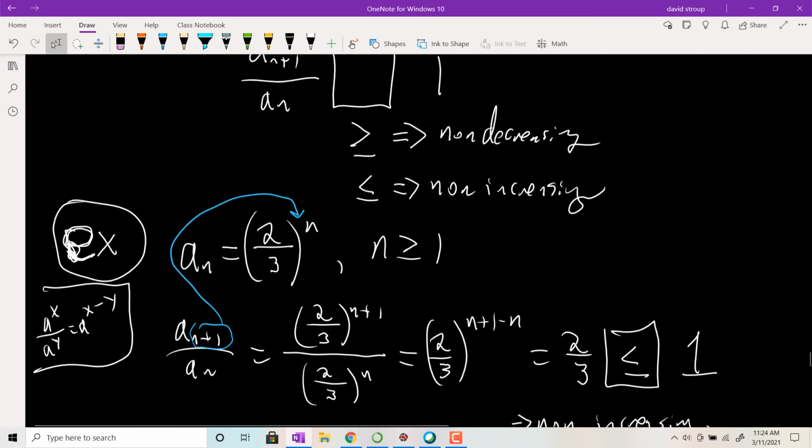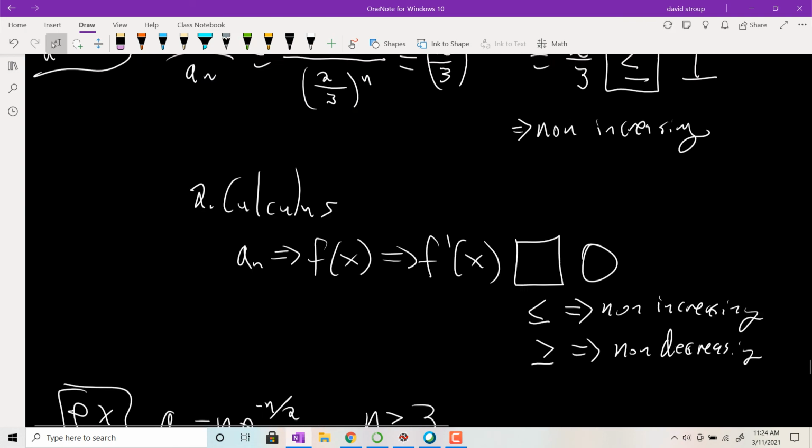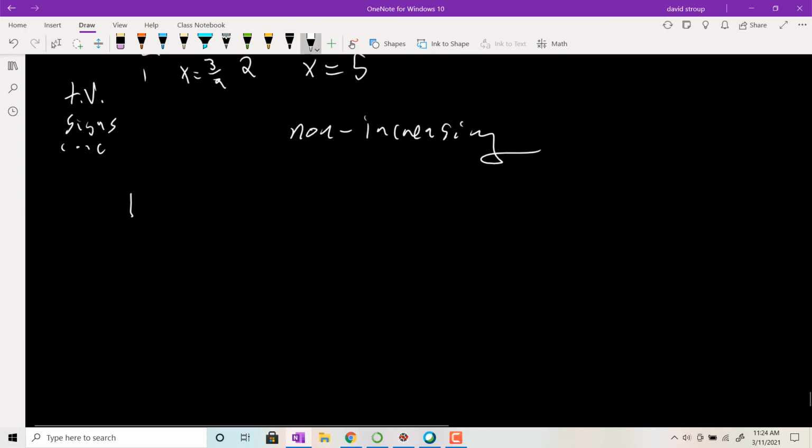Okay, so it's part A, monotonicity. Part B was proofs of monotonicity. Part C now is boundedness. And it kind of means exactly what you would think. It means that the function will never exceed a certain value and never go below a certain value. That's what bounded overall means. But really, there's bounded below and bounded above, right?